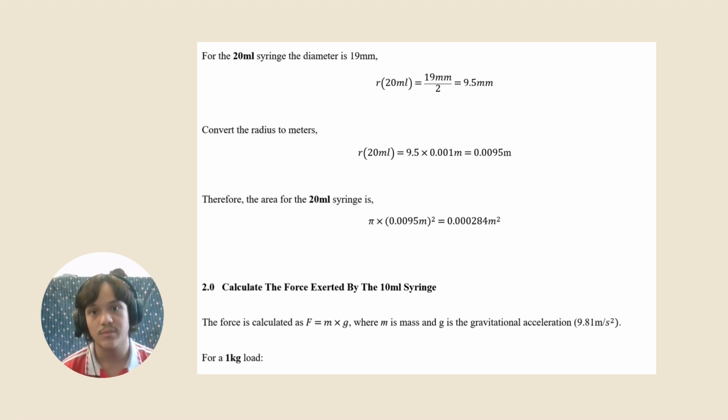For the 20 milliliter syringe, the step is similar to the 10 milliliter syringe, which is first we must find out the radius, and then we must convert the radius to meters, and then we use the same formula, which is pi r squared, to get the area for the 20 milliliter syringe. After we get the area for both syringes, we must calculate the force exerted by the 10 milliliter syringe.